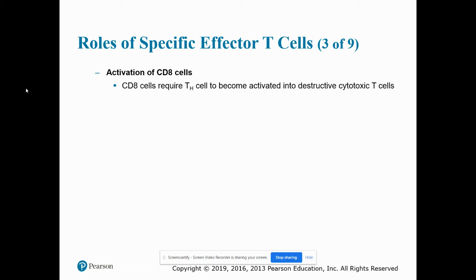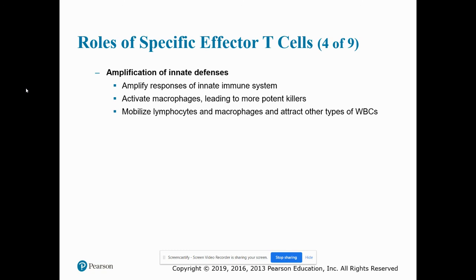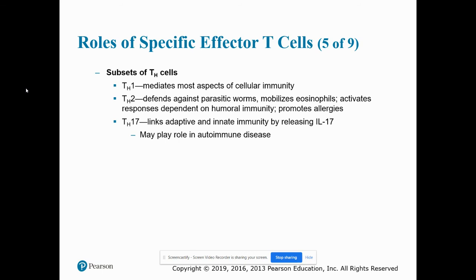CD8 cells require helper T cells to become activated into destructive cytotoxic T cells. They also play a role in amplifying the innate defenses, and they activate macrophages, which is going to lead to more potent killers, and then mobilize lymphocytes and macrophages and attract other types of white blood cells.